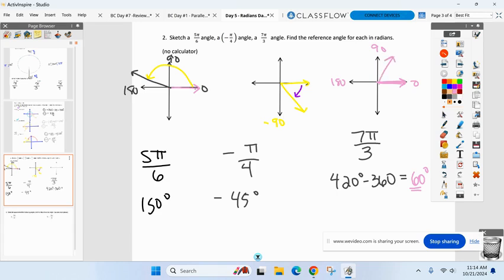The only thing you've got to worry about when you do your arrow, you can't stop here, right? Because if you stopped here, that's just 60, right? All the way around, then stop.